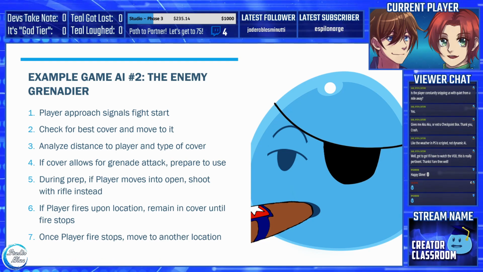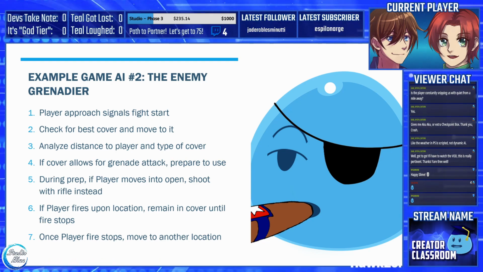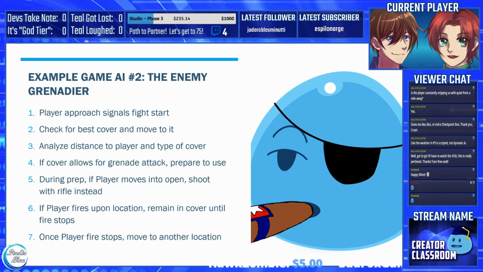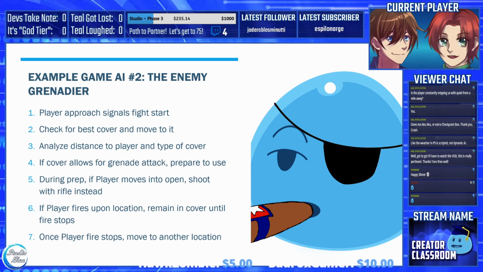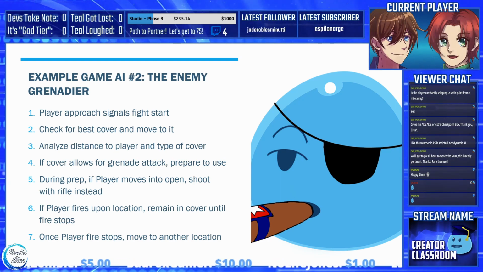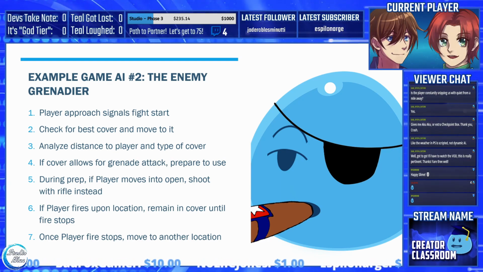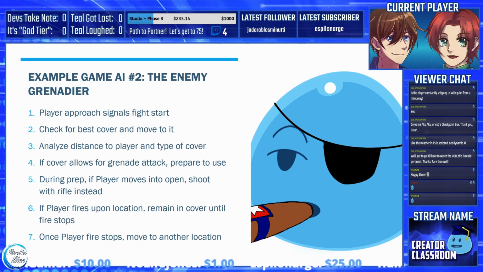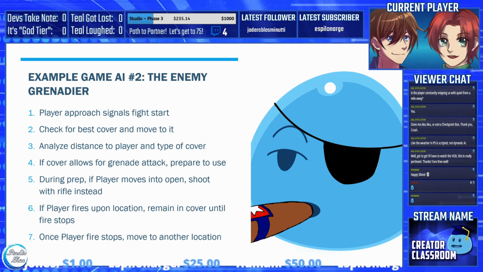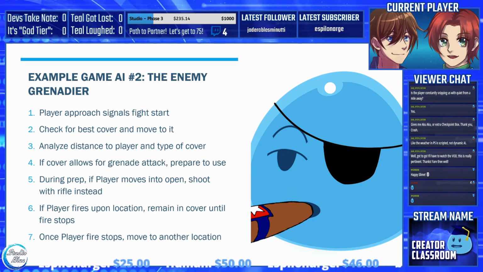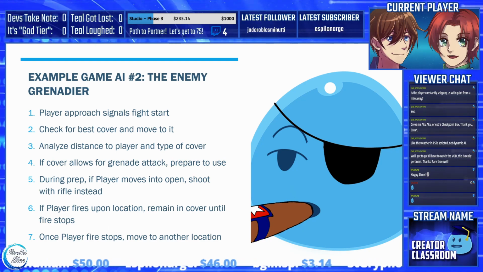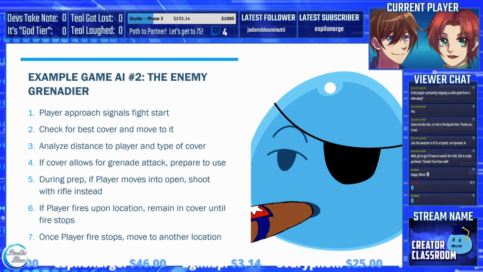So this algorithm would run like, for example, on the player's approach to where the grenadier is, which I'm assuming will be part of a fire team. We can assume that. It signals the fight starts. So the enemy grenadier slime is chilling, smoking his cigar, and in comes the player. Uh-oh, put out cigar, get grenade launcher ready. At that point, the algorithm searches for the best cover and moves to it. Yes, and achieves cover because the firefight is starting.